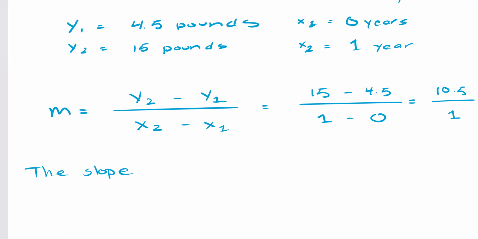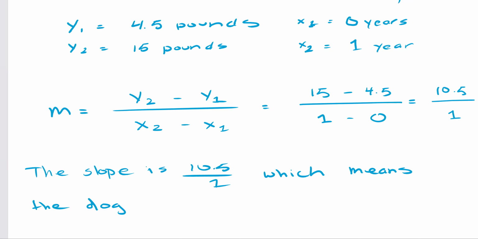Back to the problem. The slope is 10.5 over 1, which in words, normal English, means, remember where we got these top numbers? The 10.5 came from subtracting the 15 and the 4.5, and those were pounds. So that means, because it's a positive, the dog increases its weight. And in this case, it gained 10.5 pounds in, see down here, that's how much time has elapsed, 1 year.